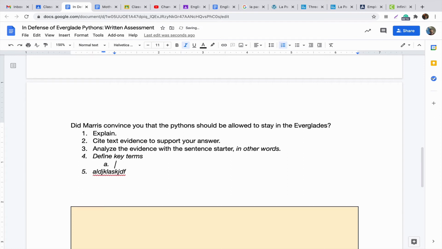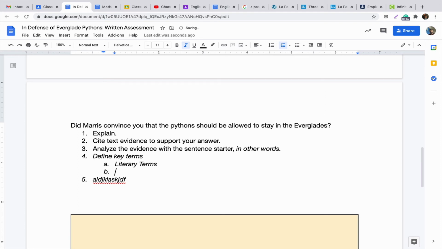Okay, key terms. One kind of key term is literary terms. So if the question asks you about symbolism, you have to define symbolism. The other kind of key terms is like a money word or a key vocabulary word from the evidence.